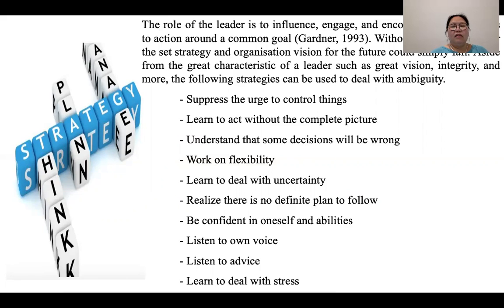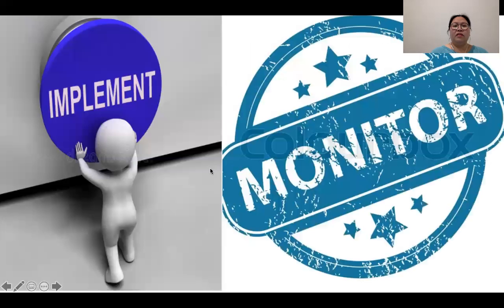Aside from the great characteristics of a leader, such as great vision, integrity, and more, the following strategies can be used to deal with ambiguity. Suppress the urge to control things, learn to act without the complete picture. Understand that some decisions will be wrong. Work on flexibility. Learn to deal with uncertainty. Realize there is no definite plan to follow. Be confident in oneself and abilities. Listen to own voice. Listen to advice. Learn to deal with stress.